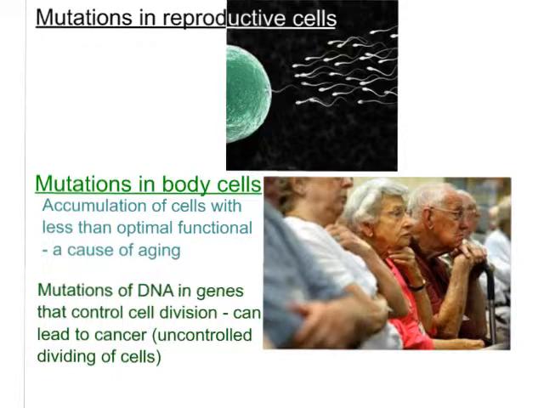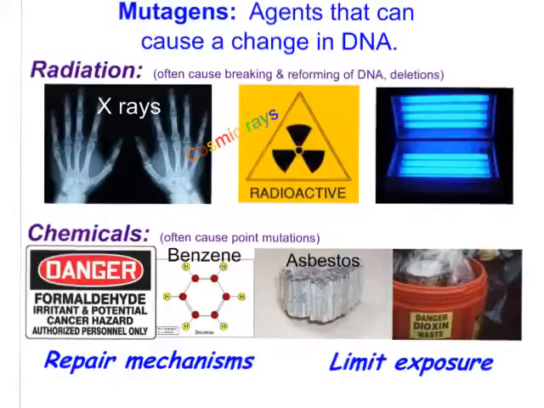Also, you probably already know that mutations of DNA in genes that control cell division can lead to cancer, which is just the uncontrolled dividing of cells. So those are some of the different kinds of mutations that can occur either in reproductive cells or within our current body cells.